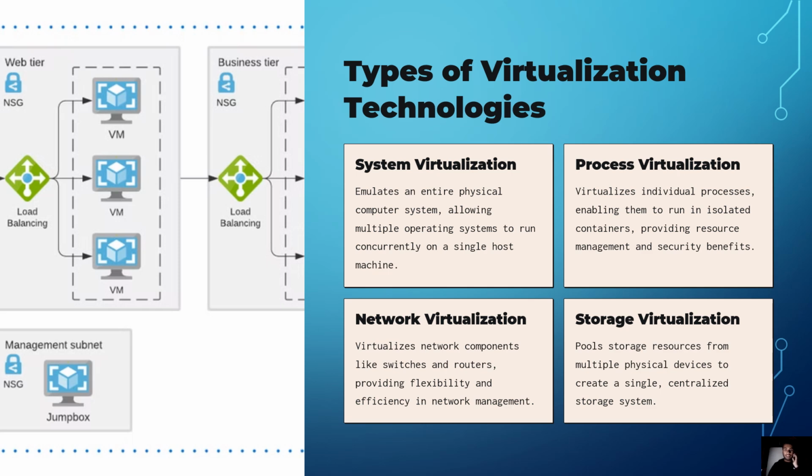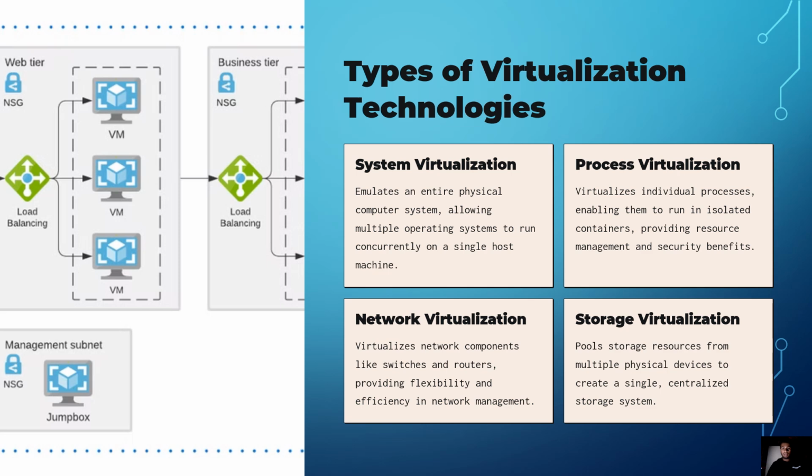Types of virtualization technologies. There are again four types of virtualization technologies, which are system virtualization, process virtualization, network virtualization, and storage virtualization. System virtualization is the virtualization which emulates an entire physical computer system, allowing multiple operating systems to run concurrently on a single host machine.